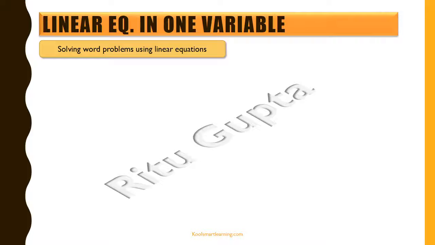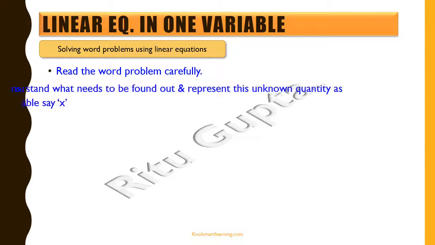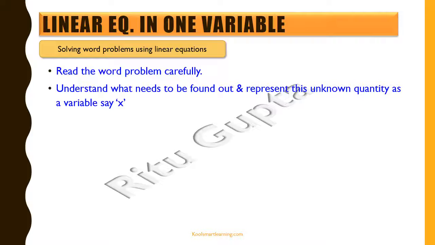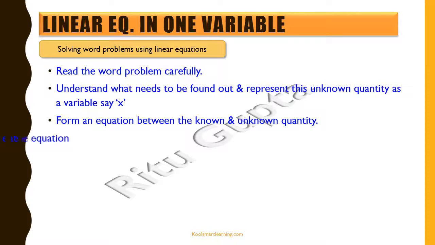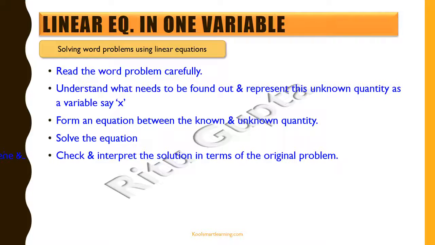Now let's try and see how we solve some of the word problems using linear equations. The word problem as such does not specify any linear equation. So we have to first read the word problem carefully, understand what needs to be found out, and represent this unknown quantity as a variable, say x. You could take any other variable also, say y, z or anything else, but here we're taking x. Form an equation between the known and the unknown quantity. Solve the equation. Then check and interpret the solution in terms of the original problem.